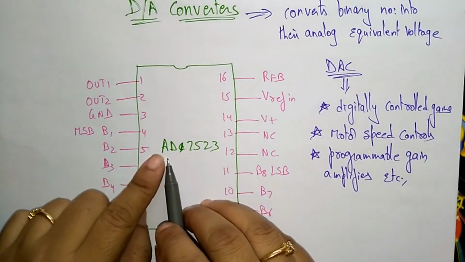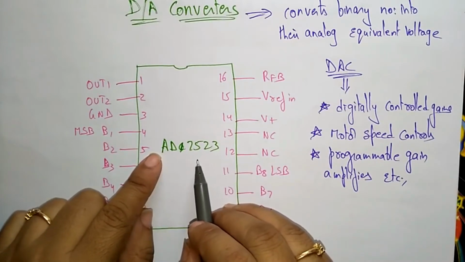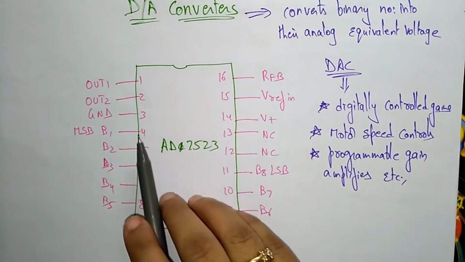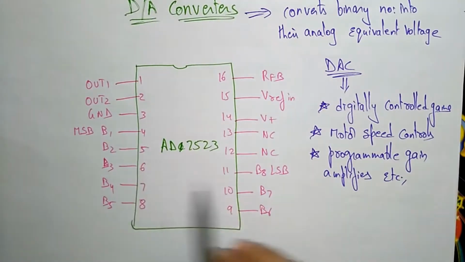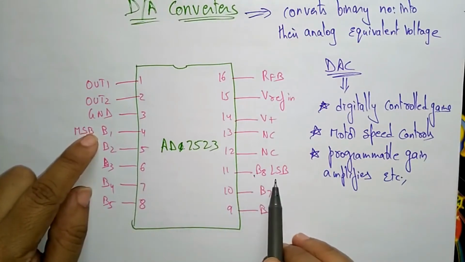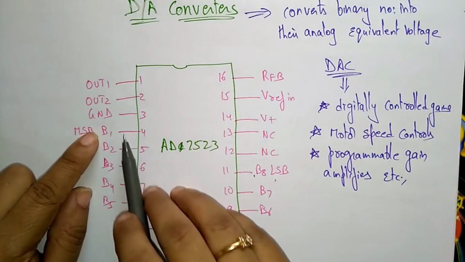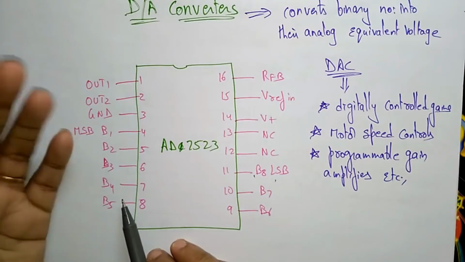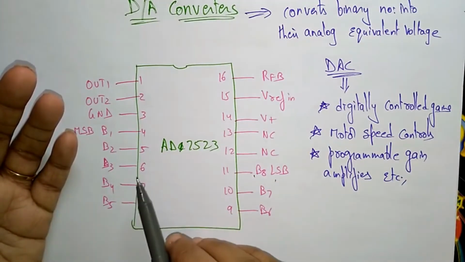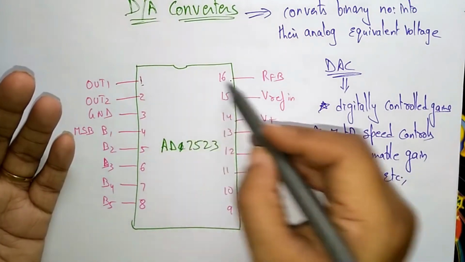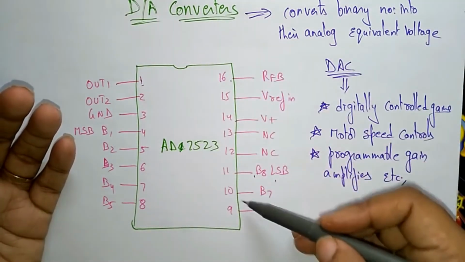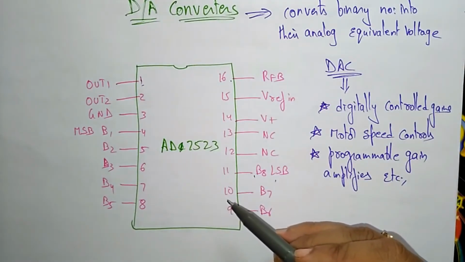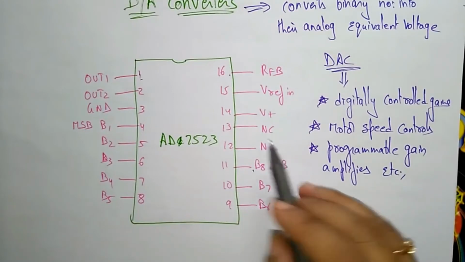This is the AD7523, which is an 8-bit multiplying DAC. In total it has 8 bits, B1 to B8. B1 indicates the most significant bit, and B8 indicates the least significant bit. This AD7523 is a 16-pin DIP, with 8 pins on one side and 8 pins on the other side. It is a multiplying digital to analog converter which contains an R-2R ladder.